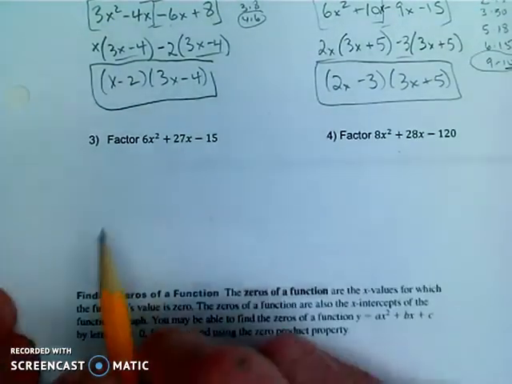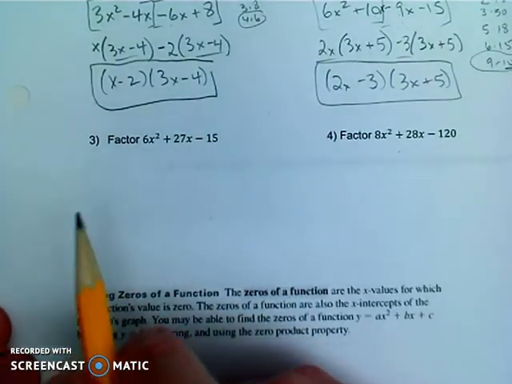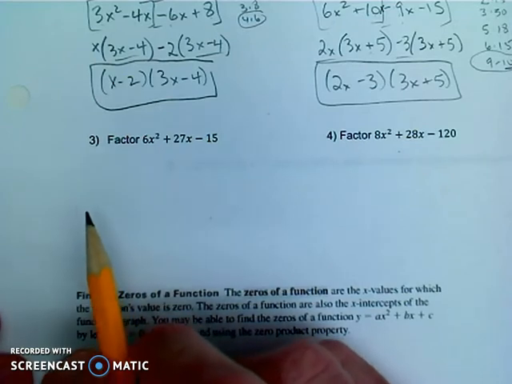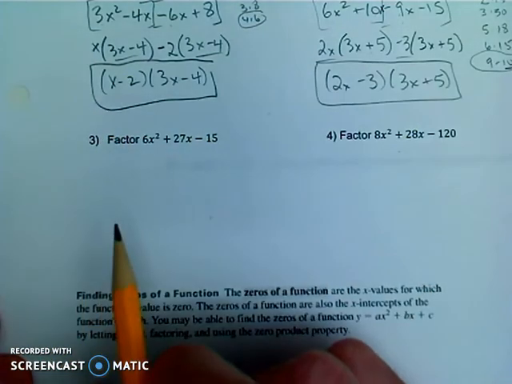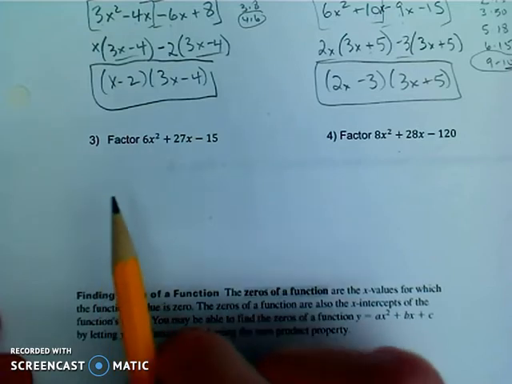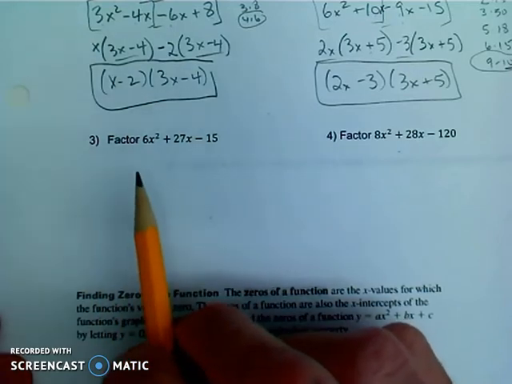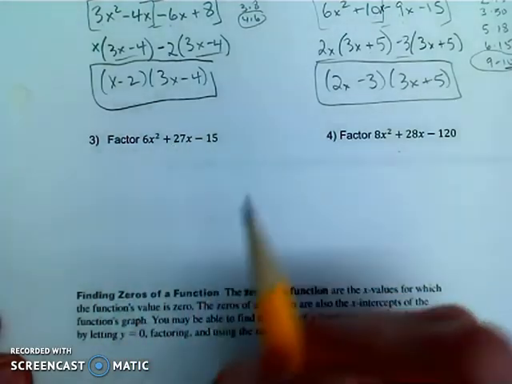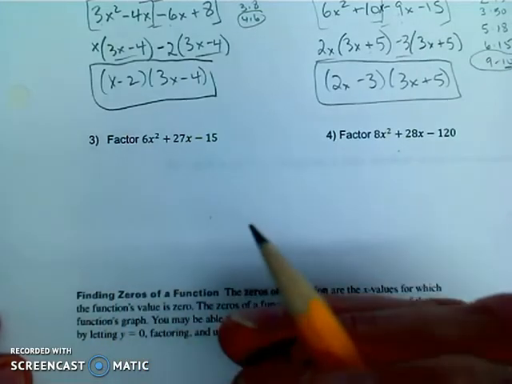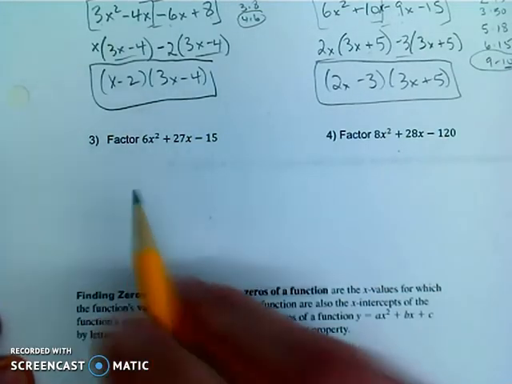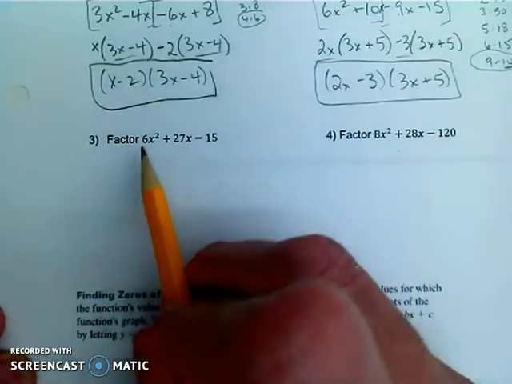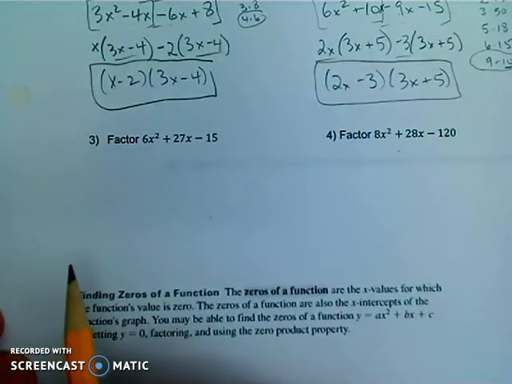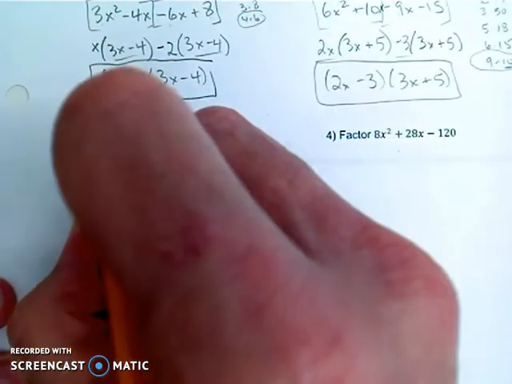Let's take a look at 3 and 4. Now, an important strategy whenever we're asked to factor, regardless of the type of polynomial, is first to check to see if we can factor out a greatest common factor. I want to see if all 3 terms can be divided by the same thing, and I can remove that factor first. And in both 3 and 4, that's going to be our situation. 6, 27, and 15 all divide by 3.